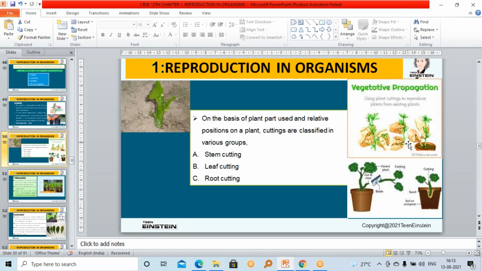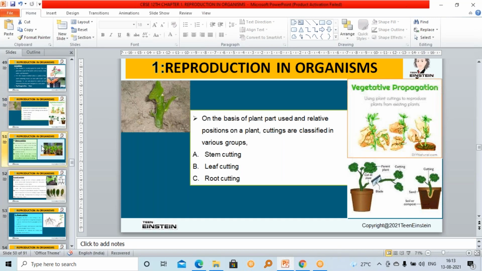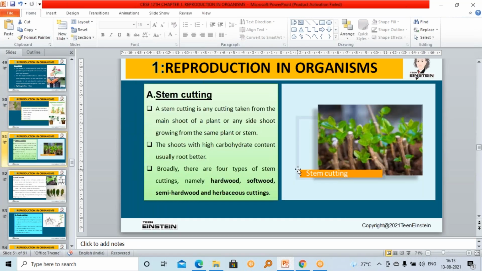See, in some we are cutting the stem, in some the root. The plant part which is used to develop the next plant is the root in some, the leaf in some, and in some we are using the stem. So the first one is stem cutting. In the picture you can see it's a cutting taken from the main shoot or the side stem. From the main or parent plant, from that stem you are cutting and using it as a part.